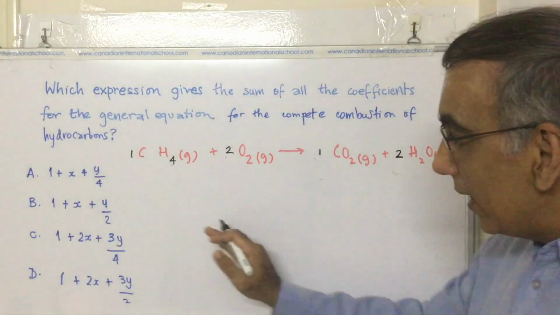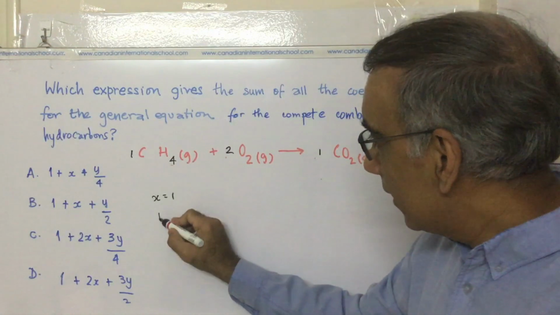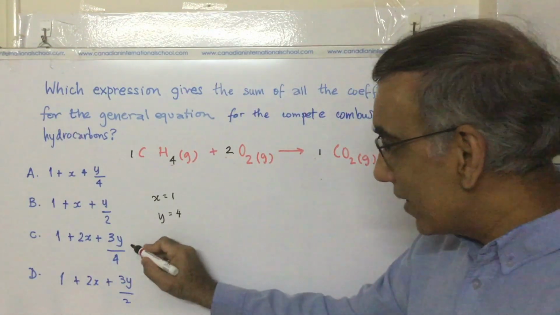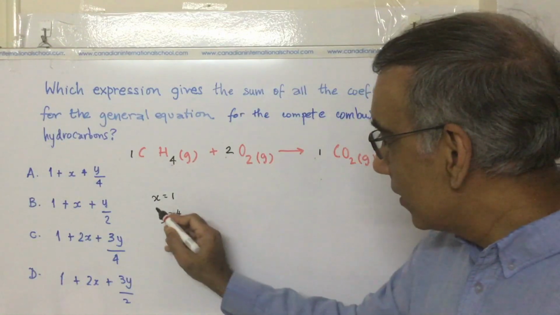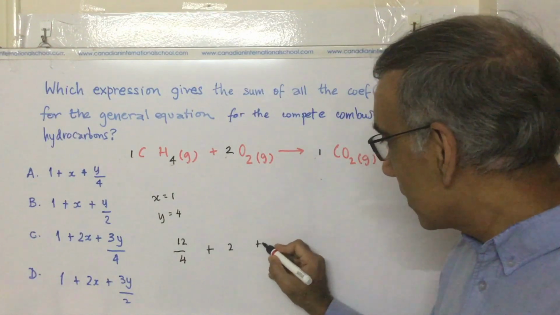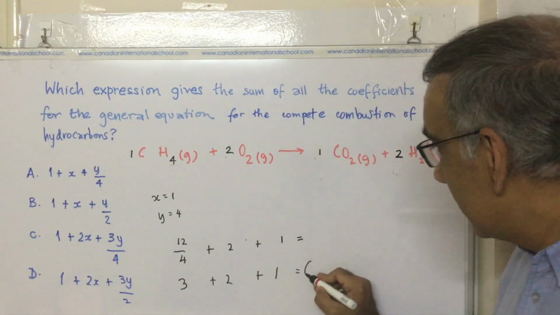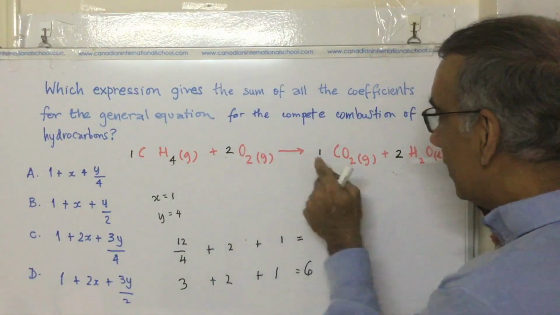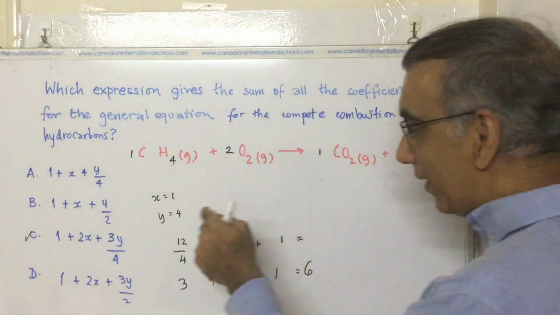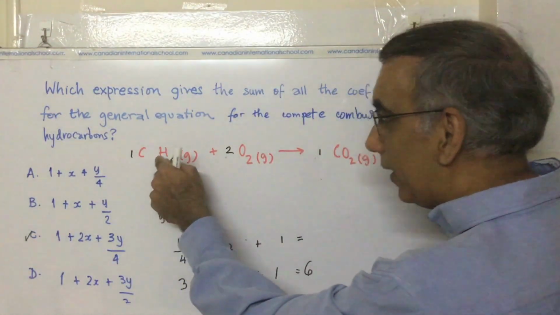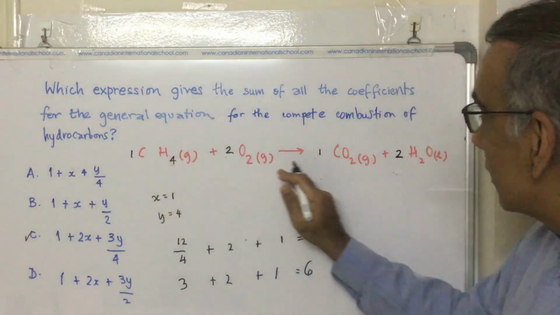Then plugging x and y into one of these expressions, x we said equals 1, and y equals 4. If you plug that into answer C, you'll get 4 multiplied by 3, 12, divided by 4, which is 3, plus 2 multiplied by 1, 2, plus 1. That's 3 plus 2 plus 1 equals 6. And in the equation, 1 plus 2 is 3, plus 1 is 4, plus 2 is 6. So the answer to this question is C. You can apply this formula here, noting that x equals 1 and y equals 4, and using this formula, you would get the sum of all of these coefficients.